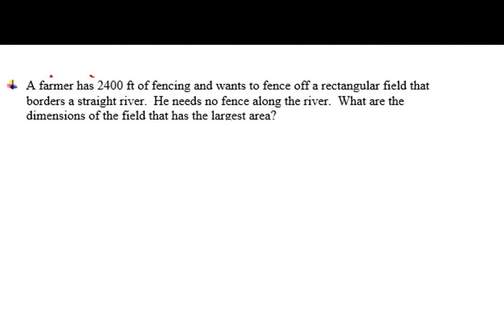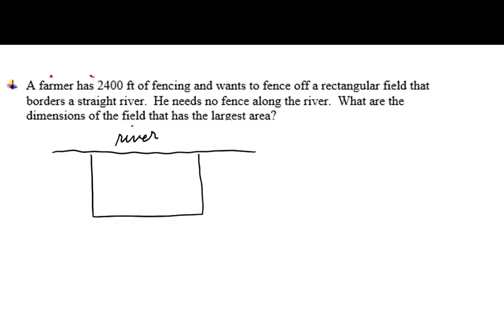A farmer has 2,400 feet of fencing and wants to make a rectangular pen with a border. This is not smart, so the picture is this. Here's a river, this part is river, and then he wants to build a pen looking like this. Of course, you don't want to keep any ducks in here because ducks can swim. No farmer really does that.